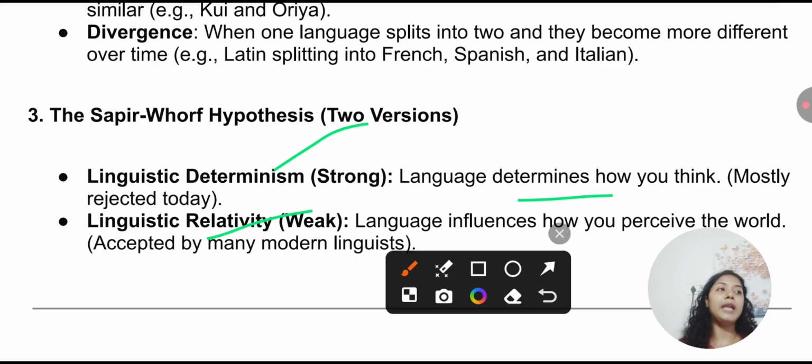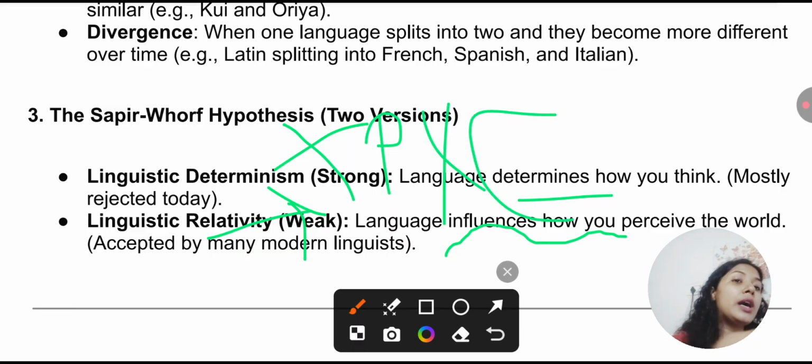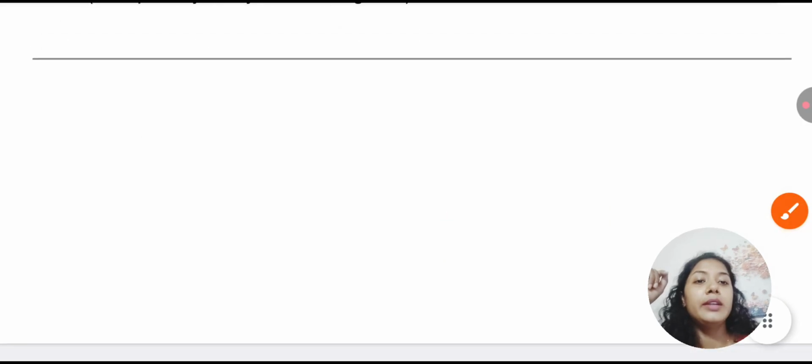Language does not simply define how you think, but language is built on the basis of your surroundings, how you perceive the world, how you perceive and observe the people, everything, the whole phenomena. And linguistic relativity, which they categorized as weak, says language influences how you perceive the world. So this strong and weak one has also come in PYQs. Okay, so you can practice this.